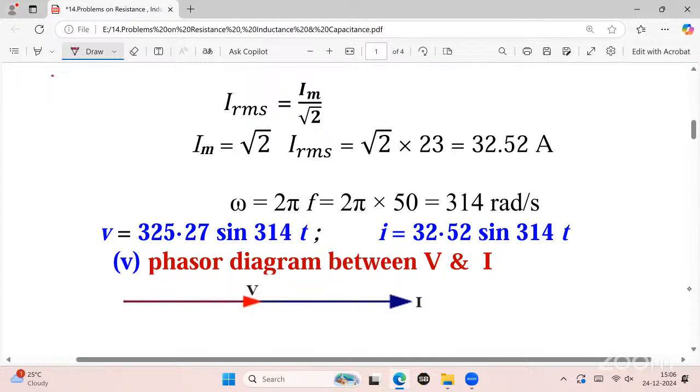Last one, phasor diagram. Now, which is the reference one? I is the reference one taken. Draw the phasor diagram. Pure resistance phasor diagram.